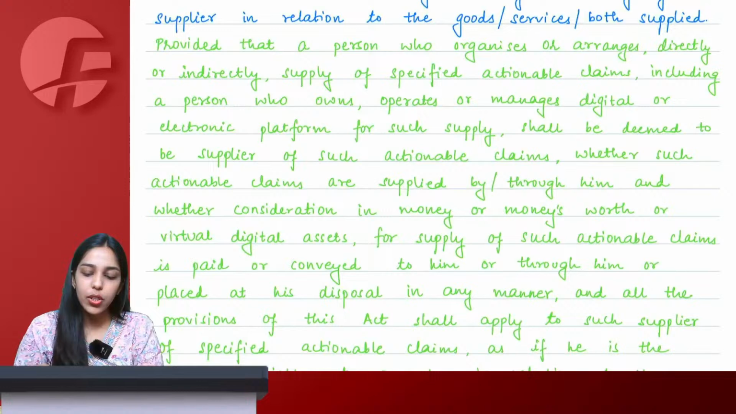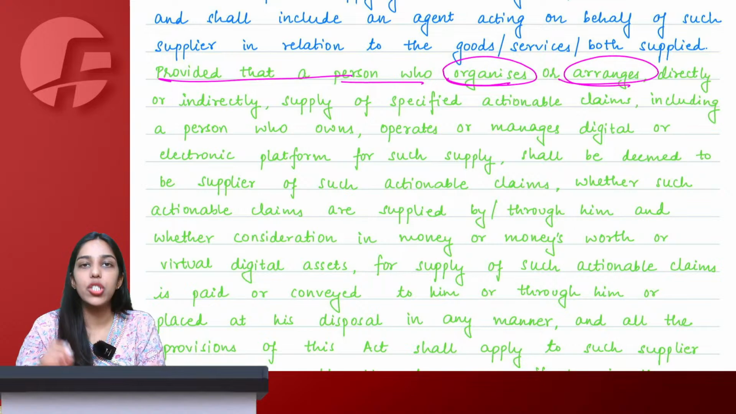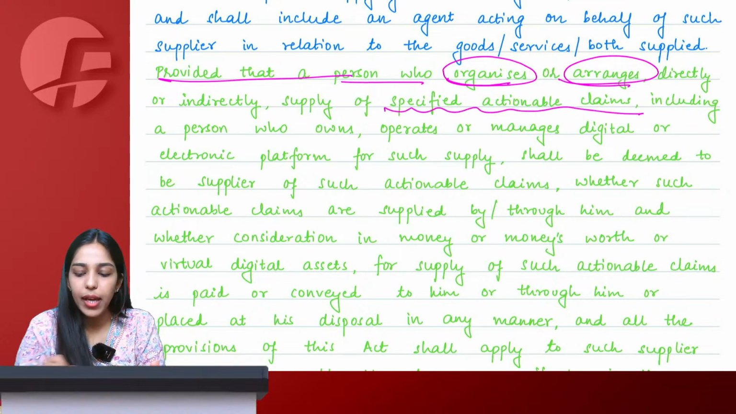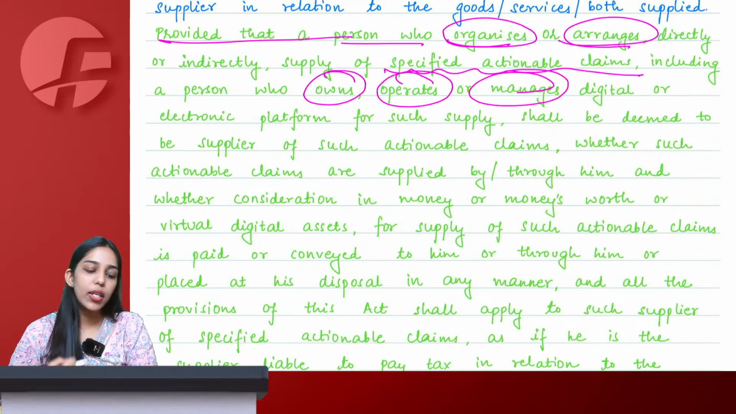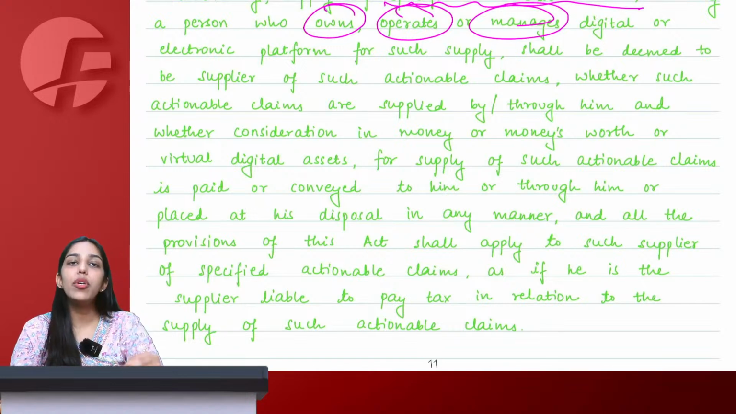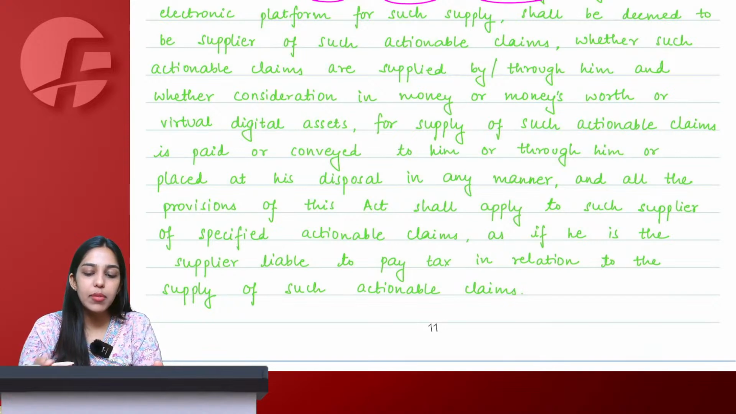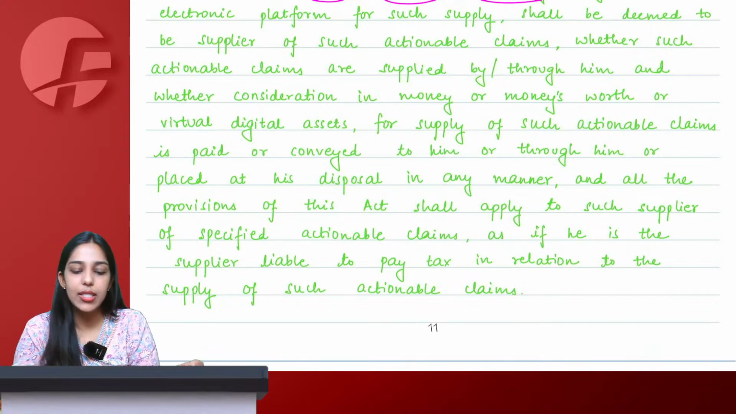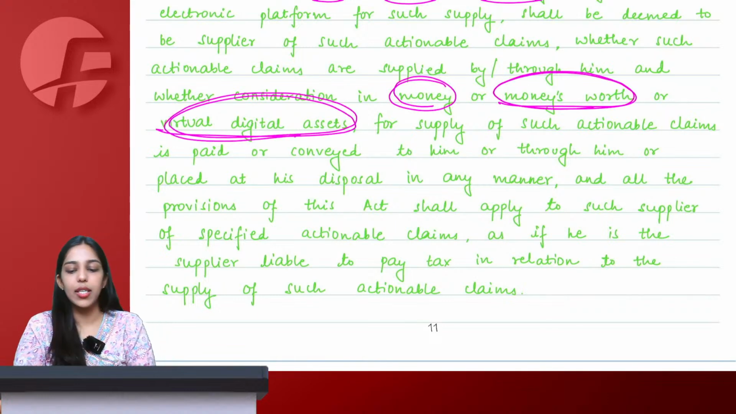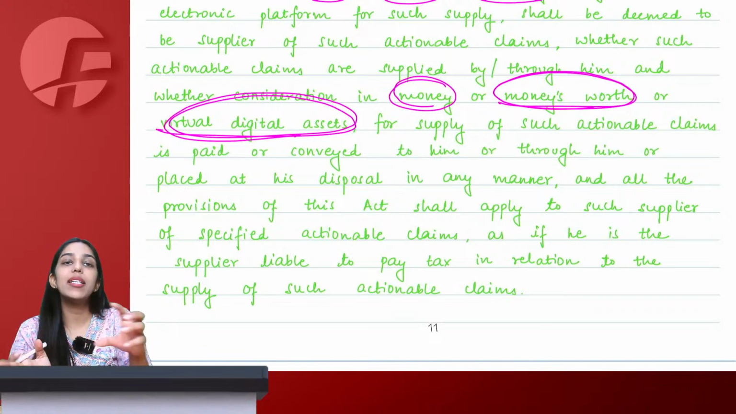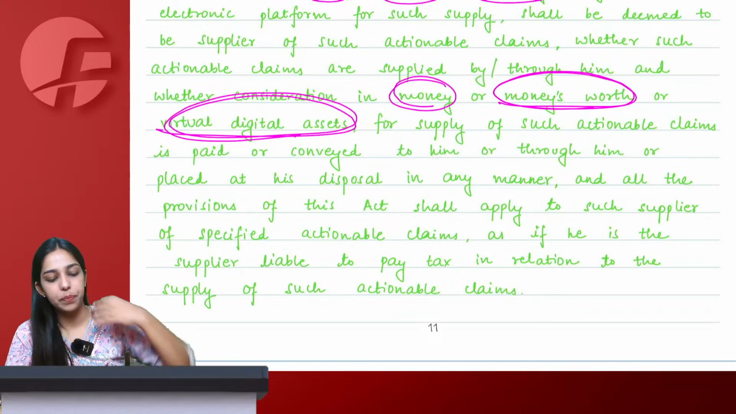Okay, ma'am. So here we say that a person who is organizing or arranging directly or indirectly any specified actionable claim, including a person who owns, operates or manages any digital or electronic platform for such supply, will only be deemed supplier of such specified actionable claims. Now for that actionable claim, the consideration that he is getting can be money, money's worth, or virtual digital asset, paid by the recipient himself or through another person on behalf of the recipient. That is all okay.